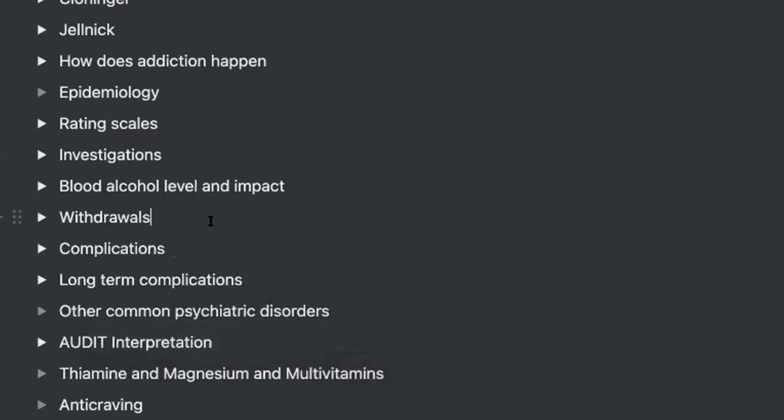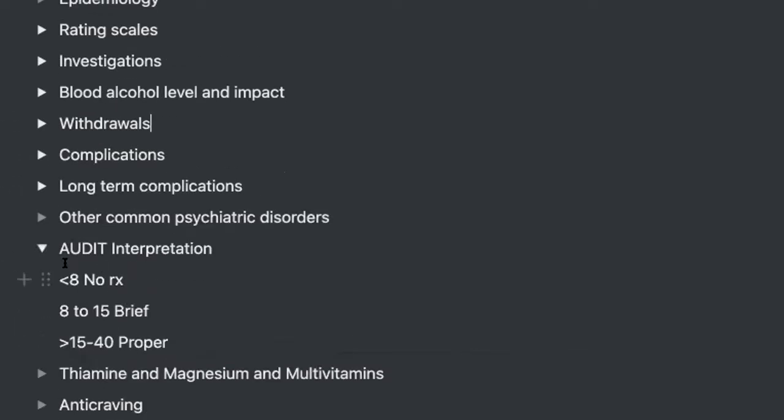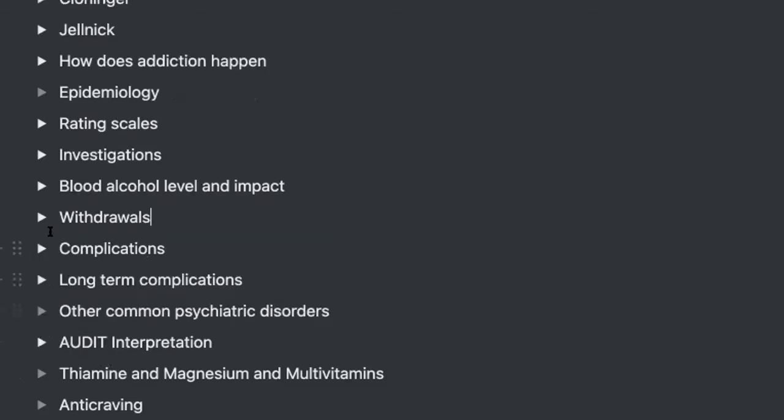Another important thing that you would want to remember is interpretation of AUDIT scales. This is something that they ask a lot in the MCQs. The AUDIT questionnaire is the questionnaire to check the dependence on alcohol. If it is less than 8, there is no proper dependence. 8 to 15, you would say there is a brief dependence or it's borderline. More than 15, and 15 to 40, is proper classic dependence.